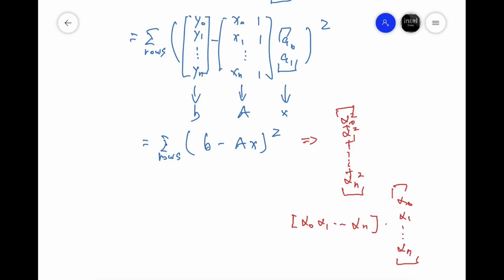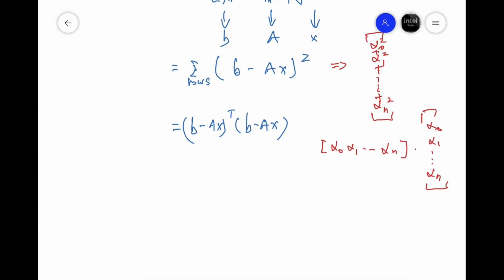So it's simply the transpose of this column vector times itself, a dot product, and then we get the same value. So let's rewrite this guy: the transpose of it times itself. Beautiful.